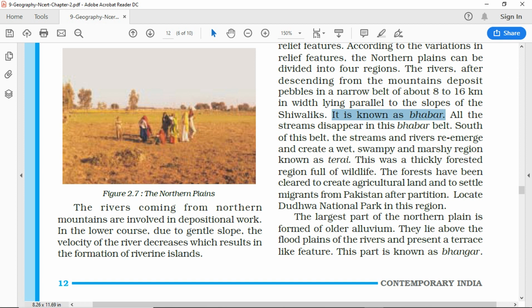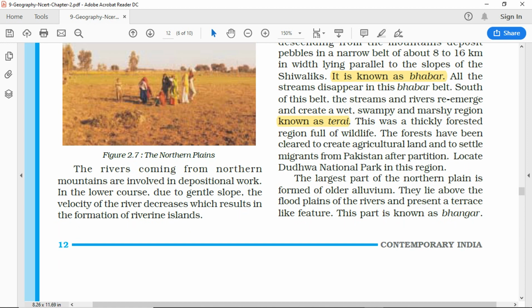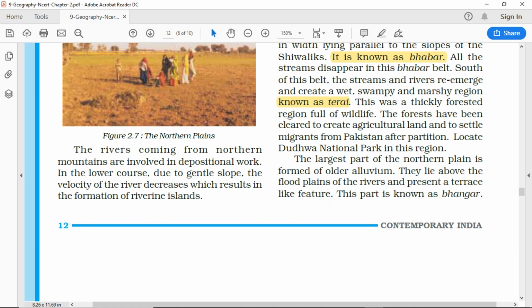It is known as Bhabar. All the streams disappear in this Bhabar belt. South of this belt, the streams and rivers re-emerge and create a wet, swampy and marshy region known as Terai. This was a thickly forested region full of wildlife. The forests have been cleared to create agricultural land and to settle migrants from Pakistan after partition. Locate Dudhwa National Park in this region.